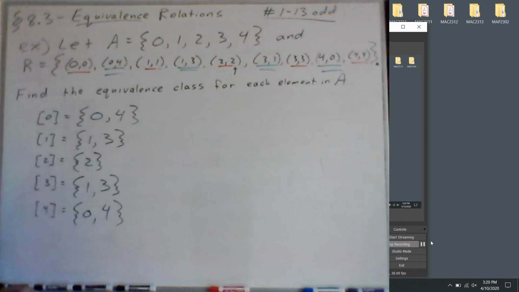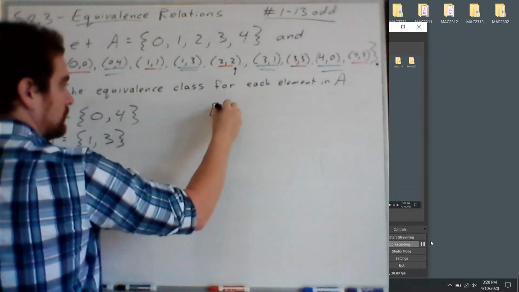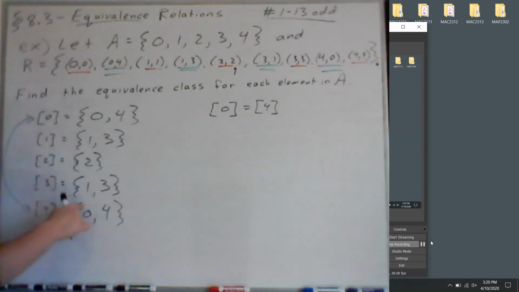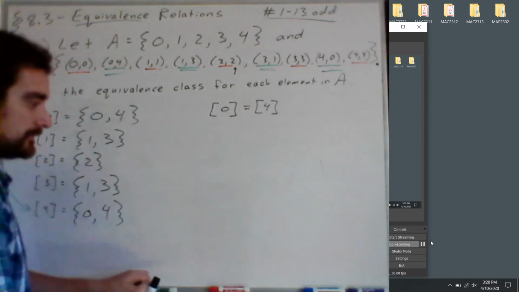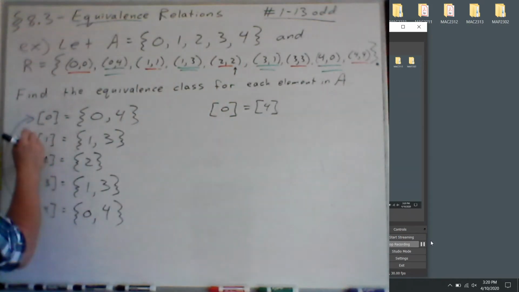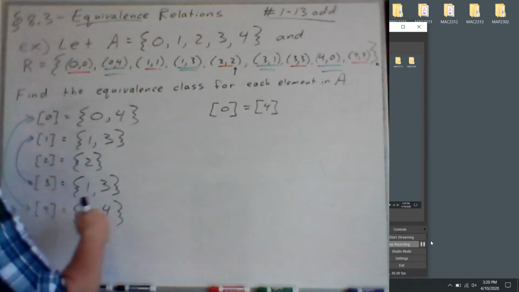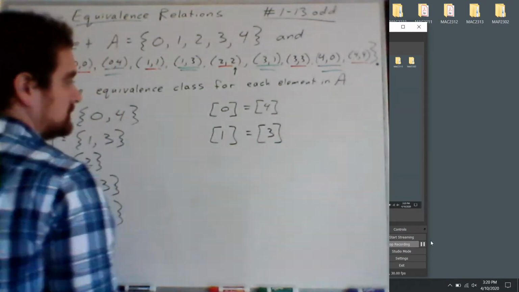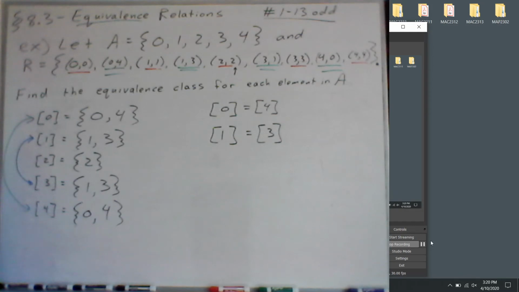And again, you'll notice some of these are the same. The equivalence class for 0 is the same thing as the equivalence class for 4. All right, those two sets are the same. And you'll also notice that the equivalence class for 1 is the same thing as the equivalence class for 3. So these two are not distinct. Right? They are not distinct equivalence classes.